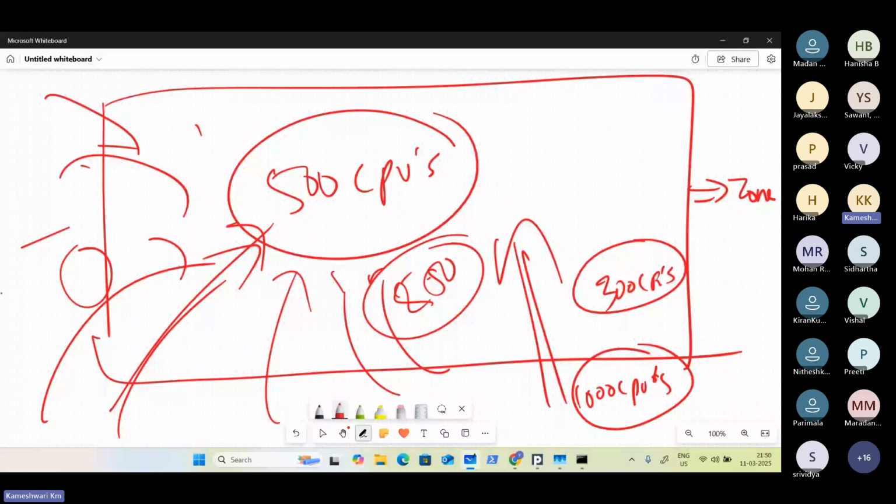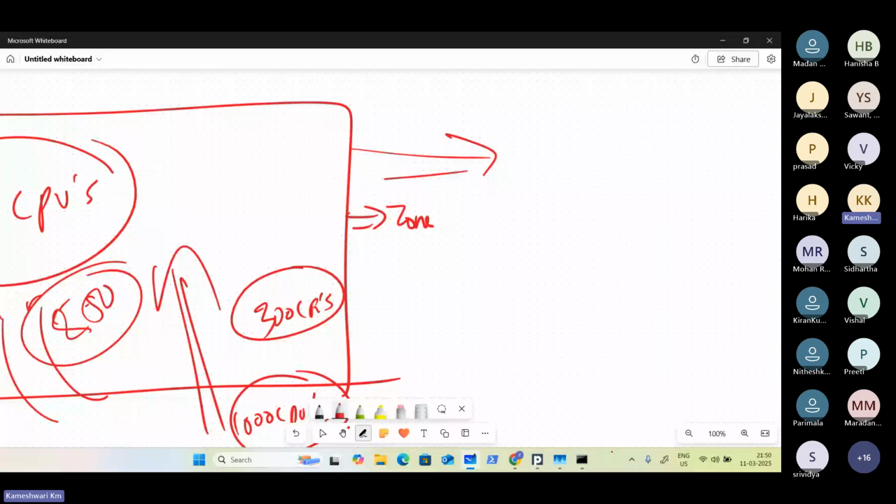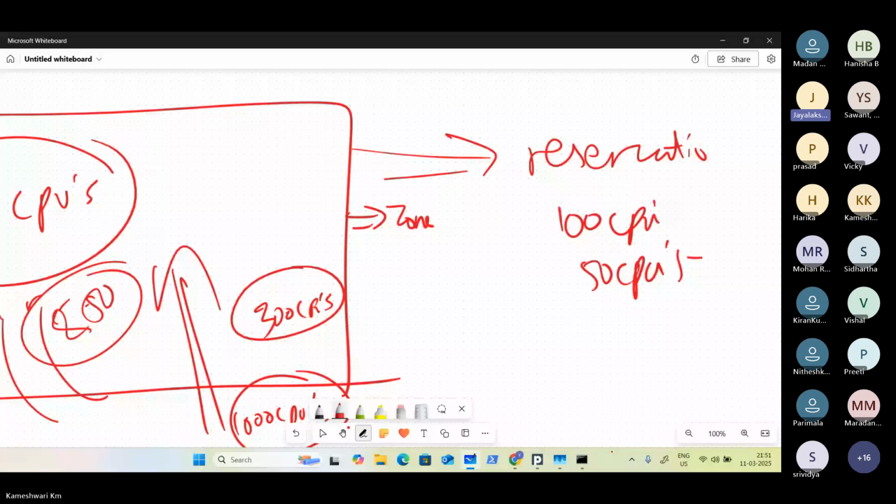Also there is something called reservations. Let's say I want 100 CPUs in the cloud, and out of that, I'm sure I will need 50 throughout the year. So I can reserve 50, but I have to pay for a whole year. I cannot cancel it in between. For the rest of the 50, I can take them as available. So those options are also there in the cloud.